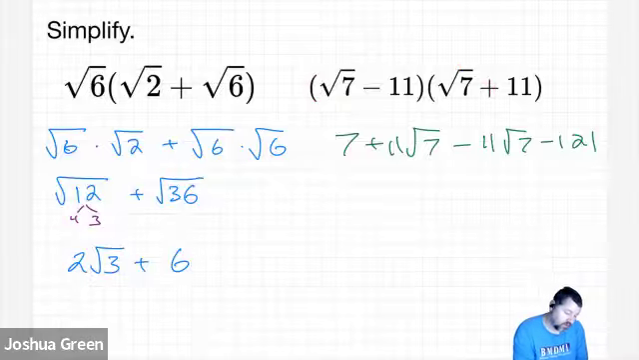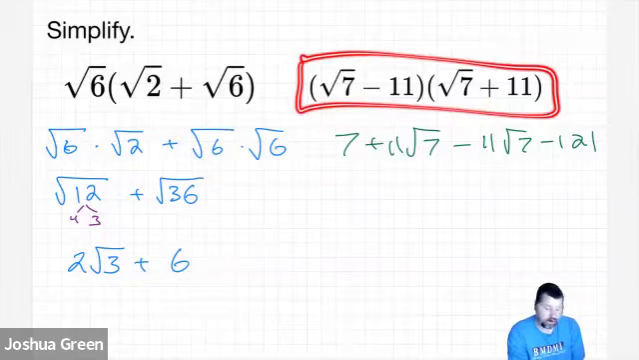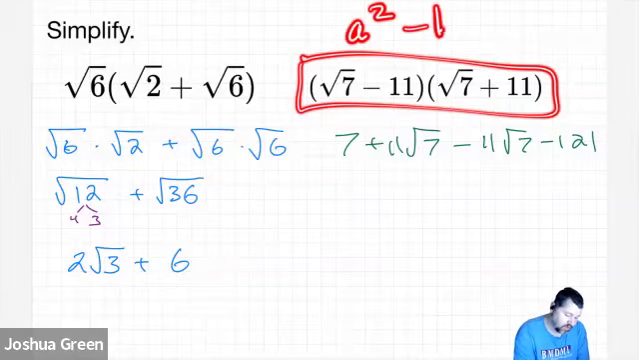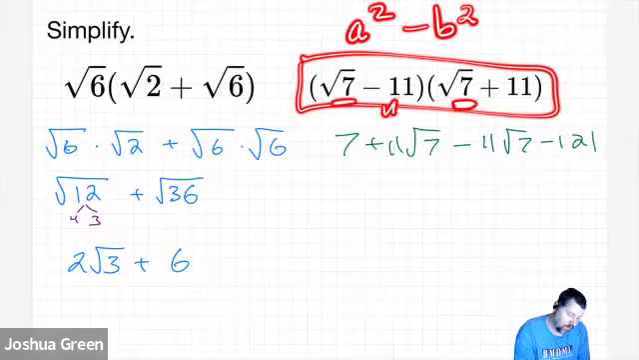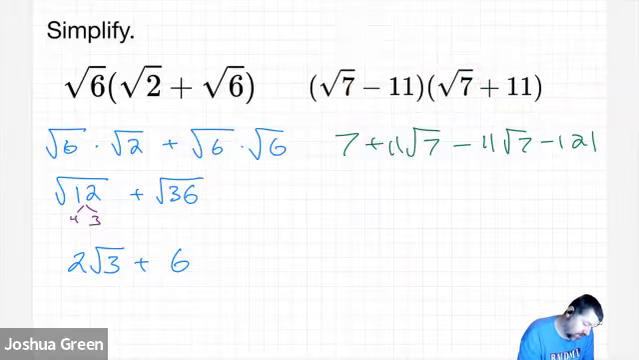Now, this one's interesting though, because if you remember, this is the factors of a difference of squares. It kind of follows that pattern of a squared minus b squared, where these are both the same thing down here. Only thing that's different is the signs. A special name is given to these factors. This is going to be where we talk about conjugates.